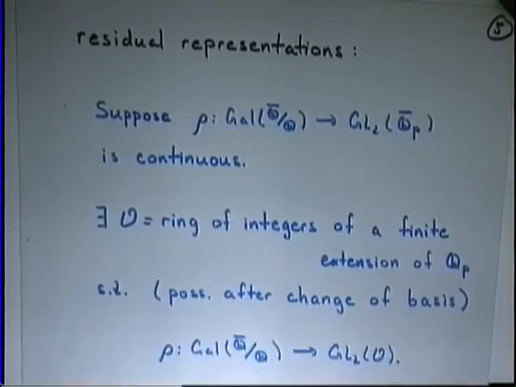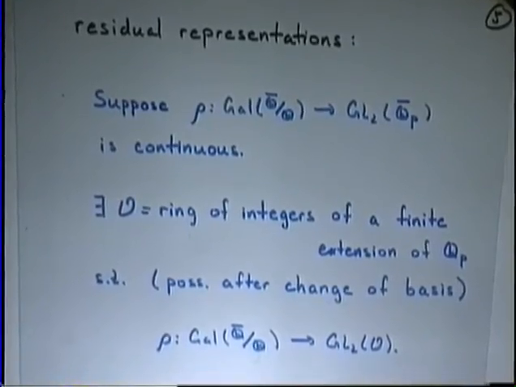So it's a pretty nice thing. So we can really restrict attention to finite extensions of p-adics. And of course, once we have it into GL2 of some discrete valuation ring, we can reduce mod a uniformizer.